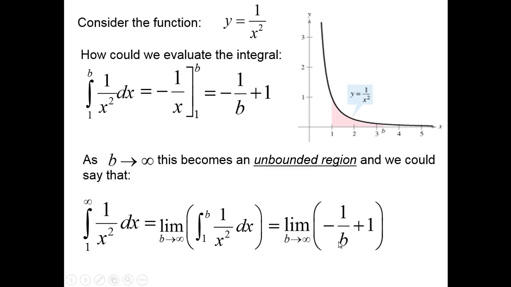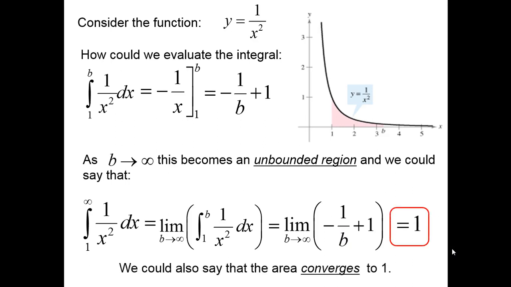So remember what we had when we did the antiderivative for this? Up here we had negative 1 over b plus 1. So if I ask what's the limit as b goes to infinity, think about what happens. This first fraction is going to zero out, and we're just left with 1. So what we'd say here is that the area converges to 1.